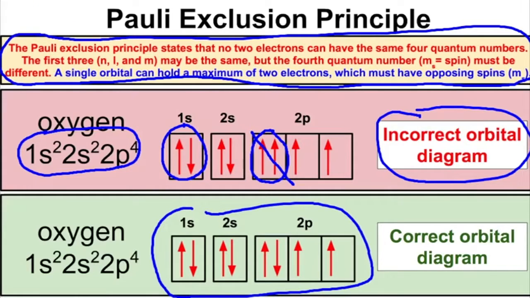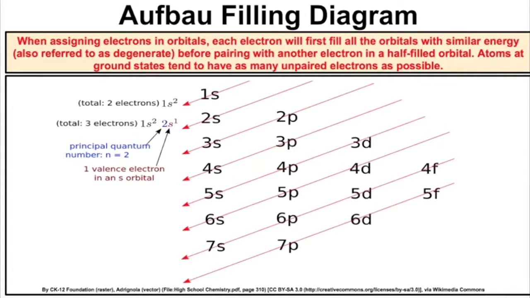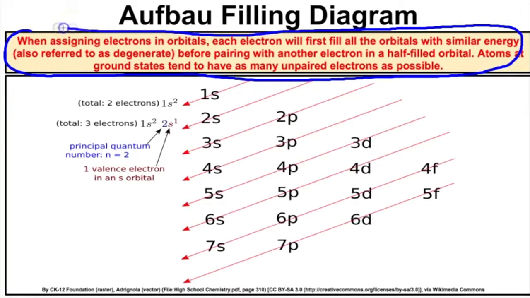Let's take a look now at the Aufbau filling diagram. When we're drawing these orbital diagrams, you also have to pay attention to the Aufbau filling diagram. What this shows us, as it showed us in an earlier video, is the order in which those orbitals get filled with electrons. If we take a look at this little chart right here, electrons will start to fill the 1s orbital. Once that reaches the maximum it can hold, which is 2, it's then going to start filling the 2s orbital.